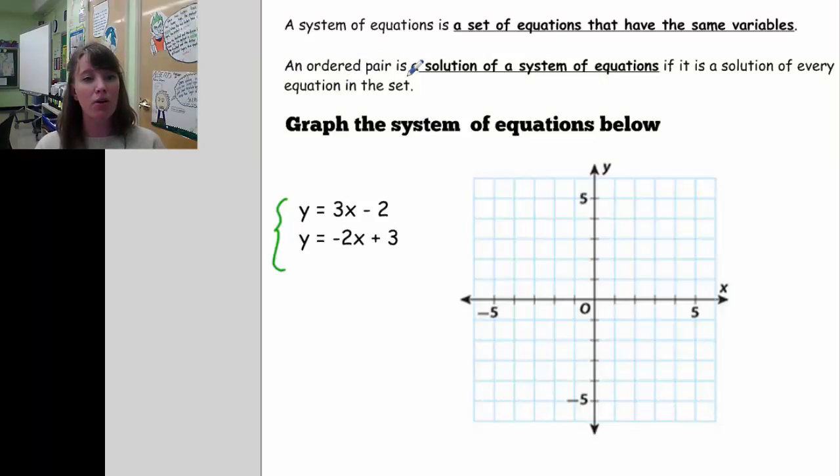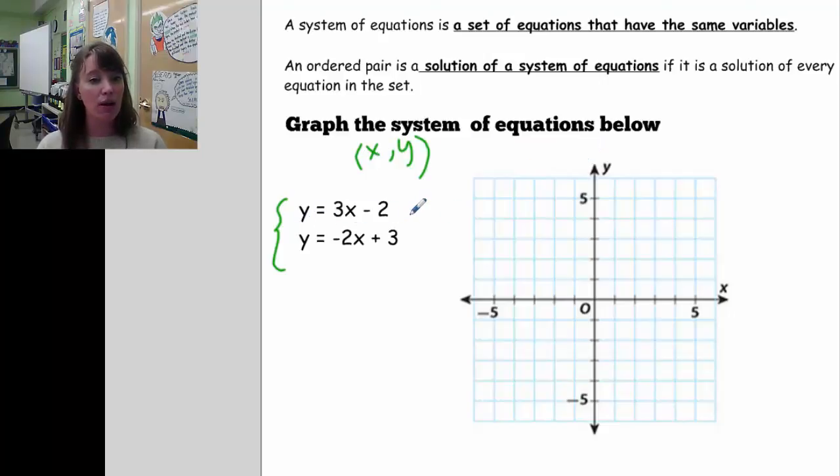So an ordered pair is a solution of a system of equations if it is a solution to every equation in the set. So I am looking for a solution to the system. So I'm looking for an xy coordinate such that it is a solution to the first equation and it's a solution to the second equation. Well, one way of doing this is by using the method of graphing.